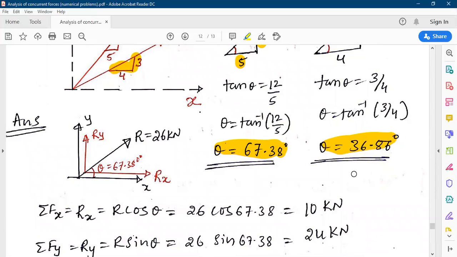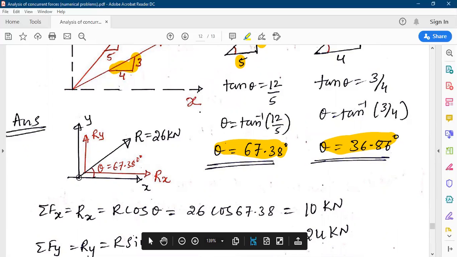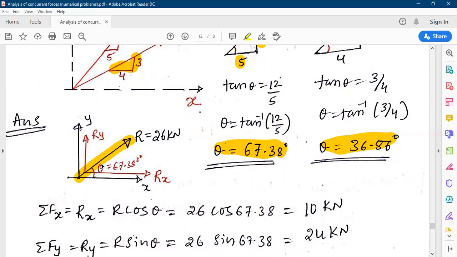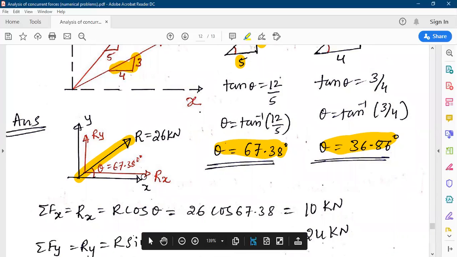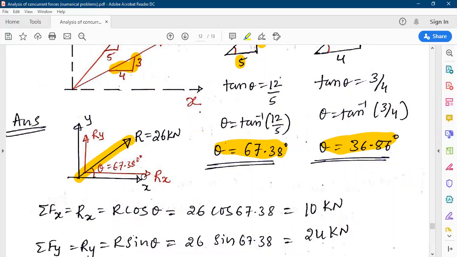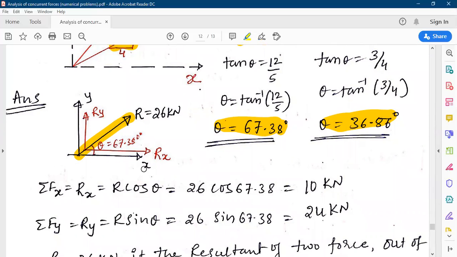So using this, we can resolve the resultant force. The magnitude of the resultant force is given as 26 kilonewton and the inclination is shown as theta. That theta we have calculated as 67.38 using the slope of 12 by 5. So tan inverse of 12 by 5 is 67.38, the inclination of the resultant with respect to the x-axis. Now we can use the first case. So what is the first case? When the resultant is inclined with respect to the x-axis with some angle of inclination theta.